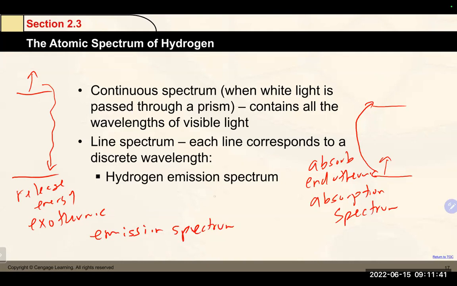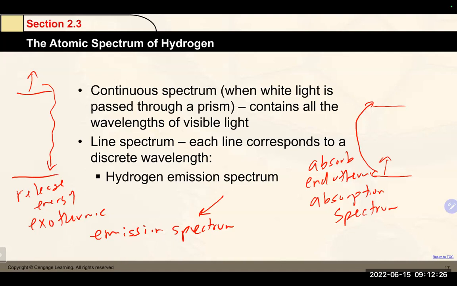For us in this class and most things that we see, it will really be the emission spectrum that we're looking at, as electrons come back down in energy and release that energy. They could do it in two different ways. Things like the sun, for example, and when you heat metals, sometimes give off what is referred to as a continuous spectrum, and that's when white light is passed through a prism. It basically contains all the wavelengths of visible light, so everything's coming off at once. It is definitely not quantized energy that's happening there. It is a continuous energy, and that's different than how elements give off energy.